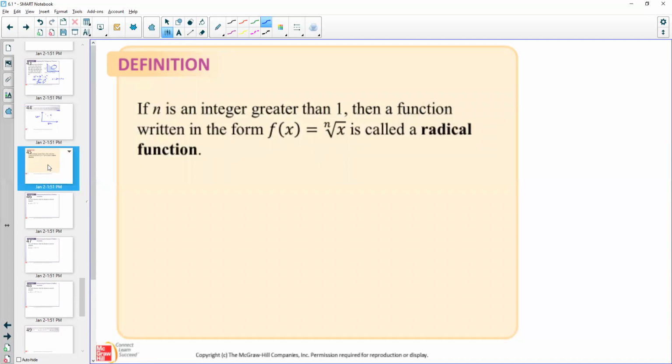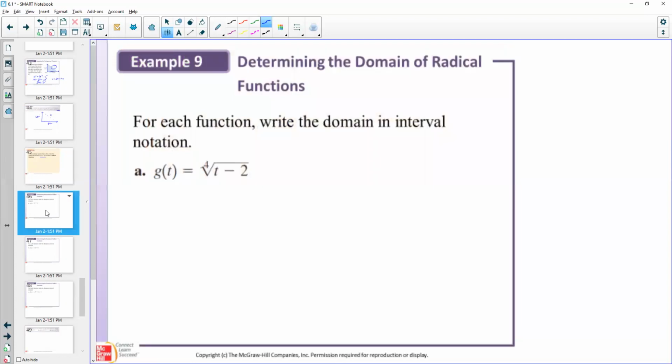All right, there's another definition in here. If n is an integer greater than 1 and the function is written in this form, f of x equals the nth root of x, this is called a radical function, okay? It's just the same thing we've been doing. We're just going to give it a more official name, okay? So what a radical function looks like is this. We need to be able to write the domain and the range. Oh, just the domain here, pardon me.